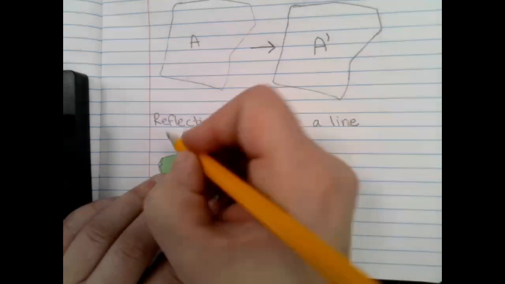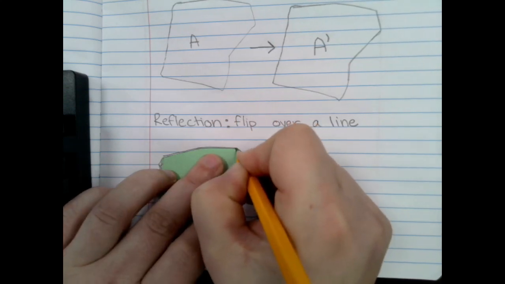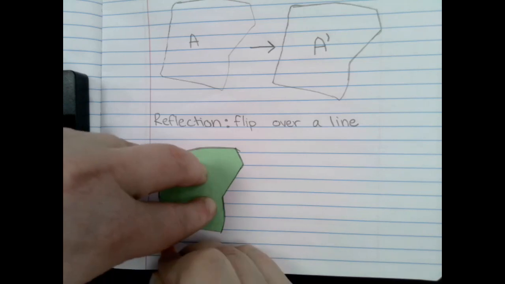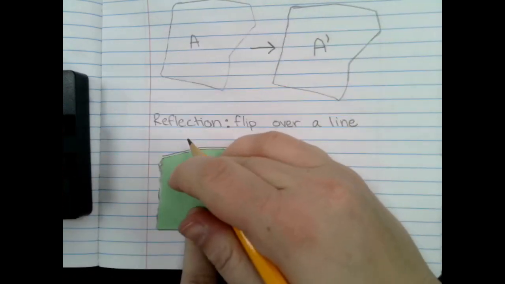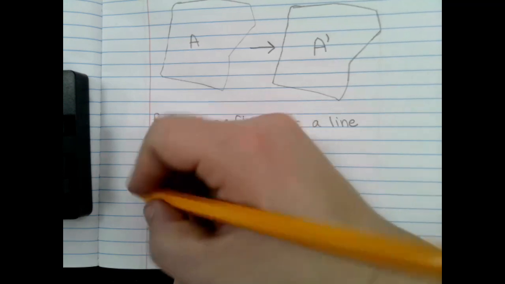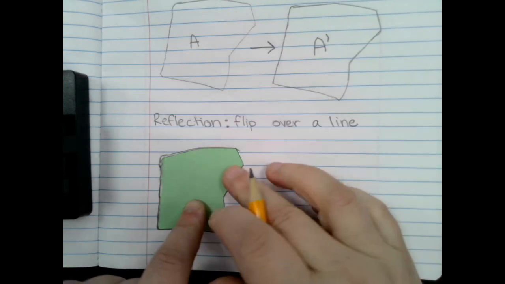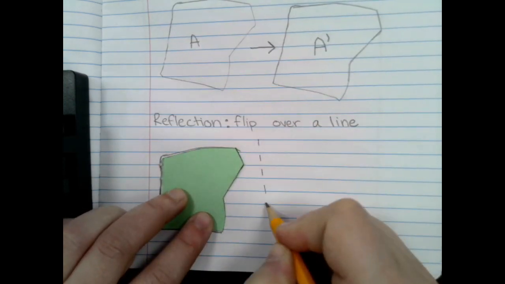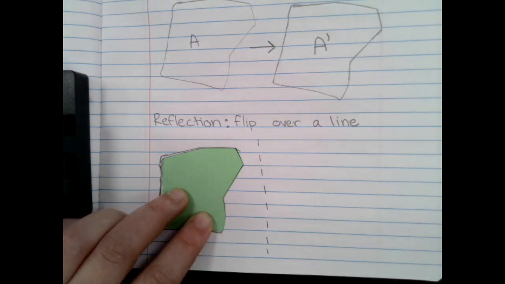All right, so again, I'm going to trace that figure. I'm going to draw this line. This line is going to tell me where my mirror is, kind of where it flips over.